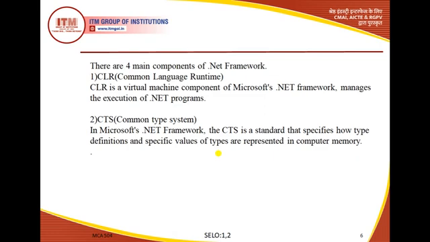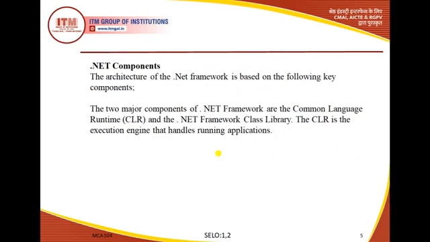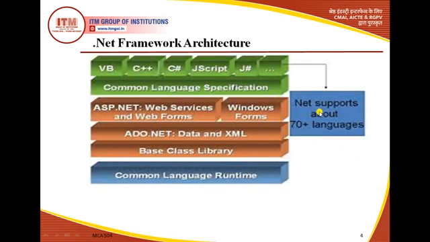Next we'll talk about the CTS, that is Common Type System. In Microsoft's .NET framework, the CTS is what? It's a standard. We can say CTS is basically a standard, or a specification that specifies how the type definitions and the specific values of the types are represented in computer memory. As we have seen in the architecture, .NET supports several languages. Here it is written that .NET supports about 70 plus languages.